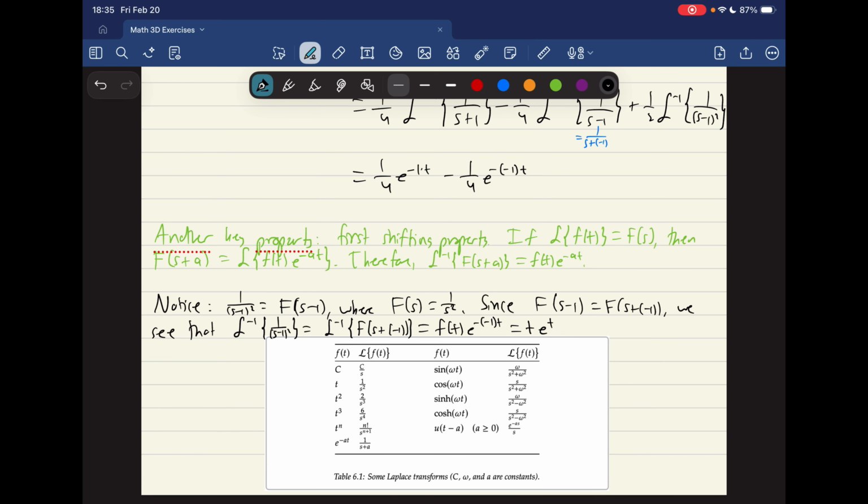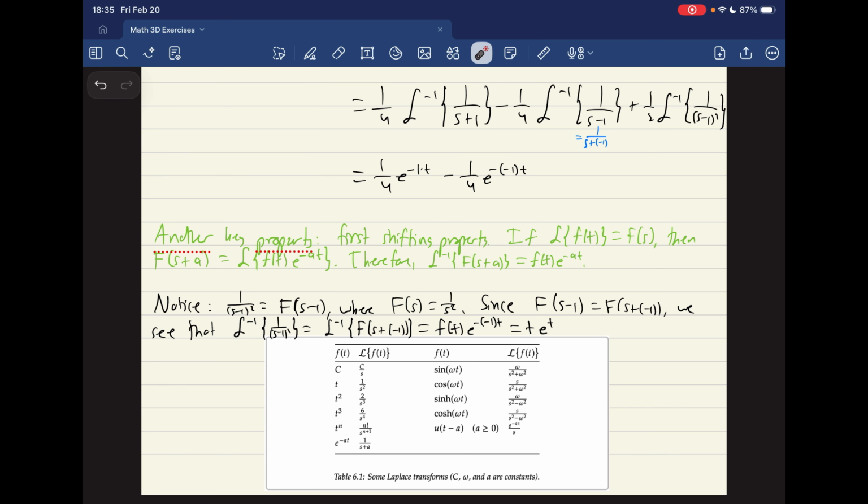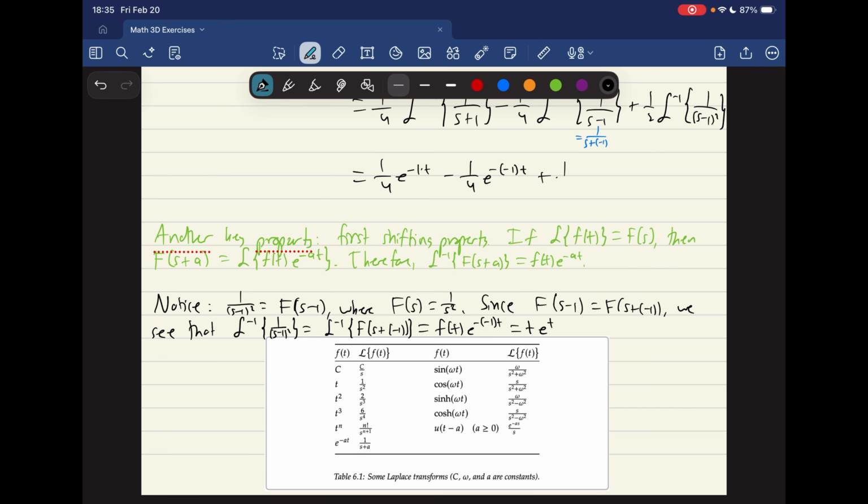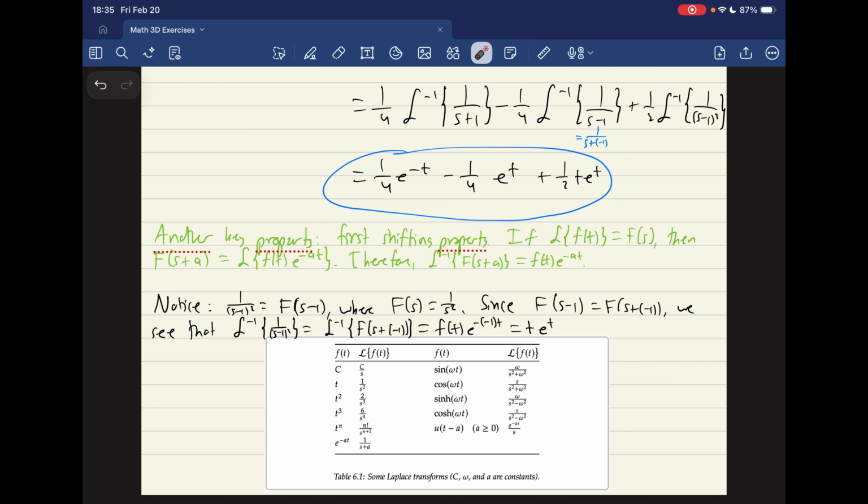Thus, we conclude up here that this last term is 1/2 times t e to the t. And then we can clean this up by just making this exponential here e to the t. And this is almost the final answer. Let me make that cleaner too. This right here would be our final answer for the inverse Laplace transform.